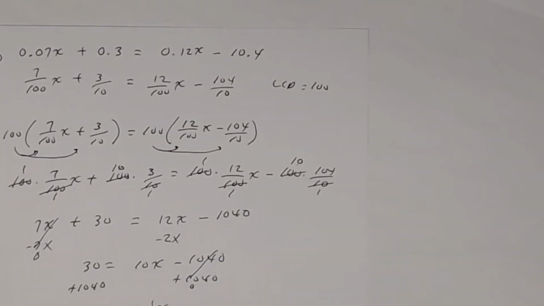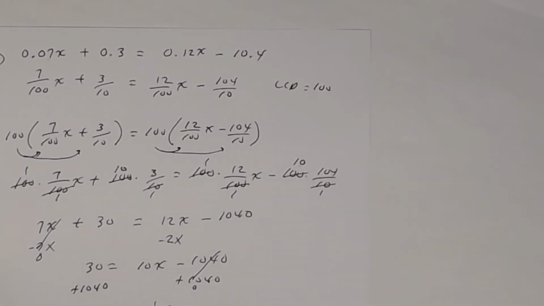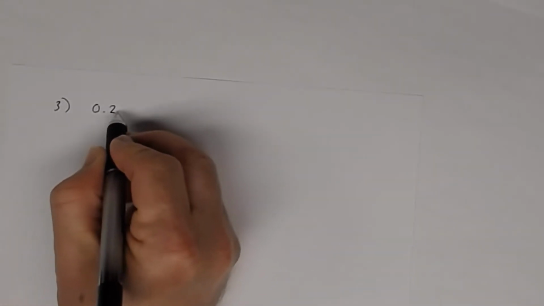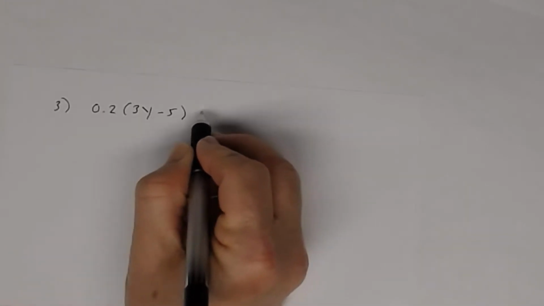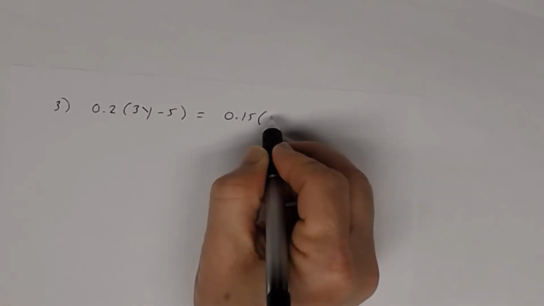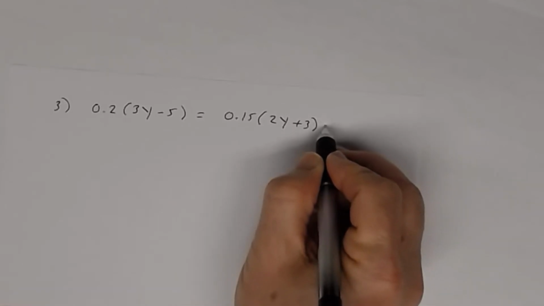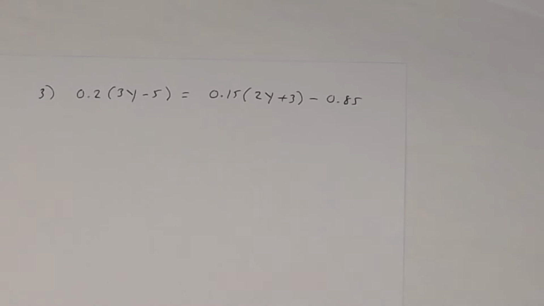A fairly simple process. All right, but now let's look at number 3. So number 3 is going to be a little bit more challenging. Okay, so let's look at that. So number 3, we have 0.2 times 3y minus 5 equals 0.15 times 2y plus 3 minus 0.85. Okay? All right, so that's what I have.